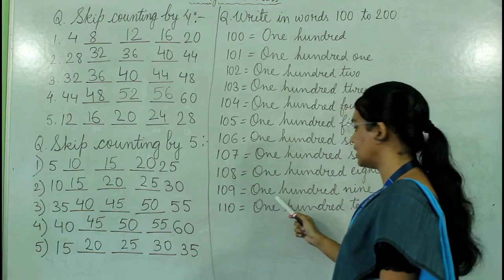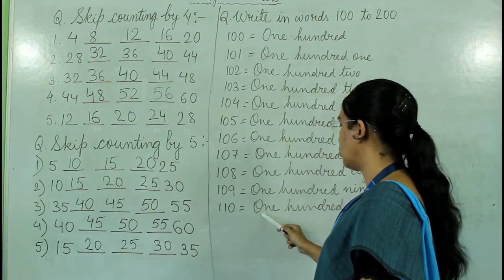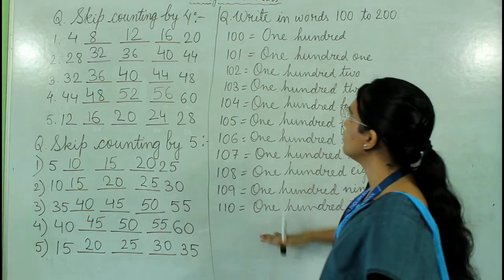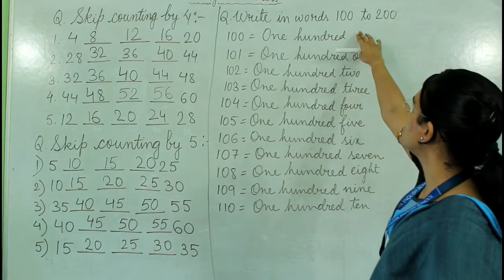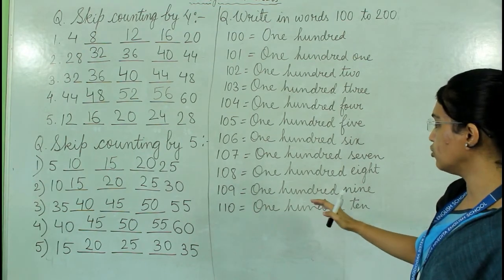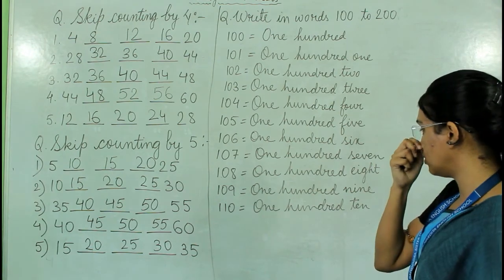109, O-N-E 1, H-U-N-D-R-E-D 100, N-I-N-E 9. And 110, O-N-E 1, H-U-N-D-R-E-D 100, T-E-N 10. I have written from 100 to 110, but you have to write from 100 to 200 in this way. Okay. So you have to write this in both the copies, CW and HW, both the notebook.